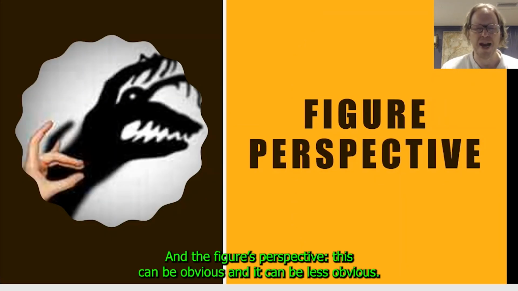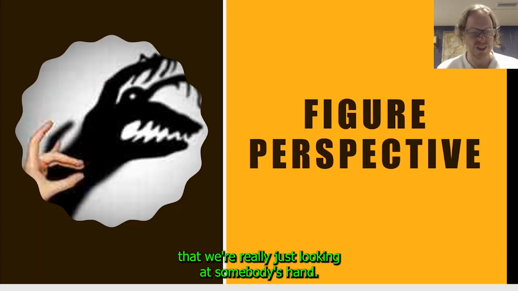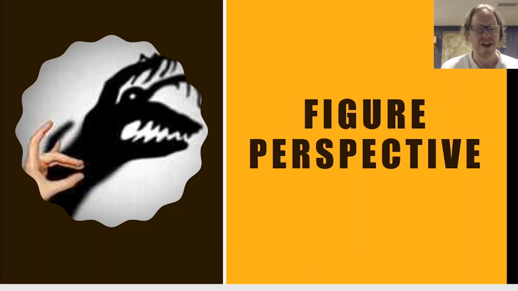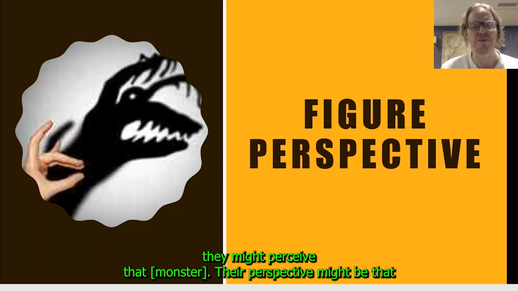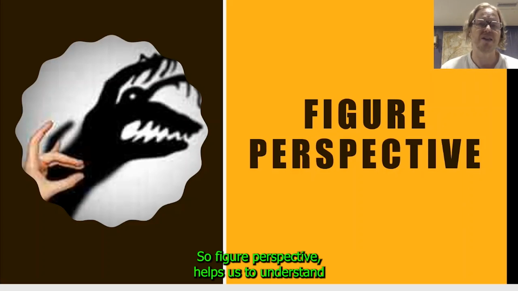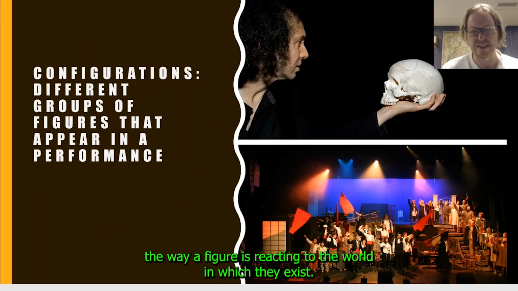And the figure perspective, this can be obvious and it can be less obvious. This image right here I chose because we see in the front that we're really just looking at somebody's hand, but if somebody had a terrible fear of hands or shadows, they might perceive that. Their perspective might be that there was something very scary in front of them. So figure perspective helps us to understand the way a figure is reacting to the world in which they exist.